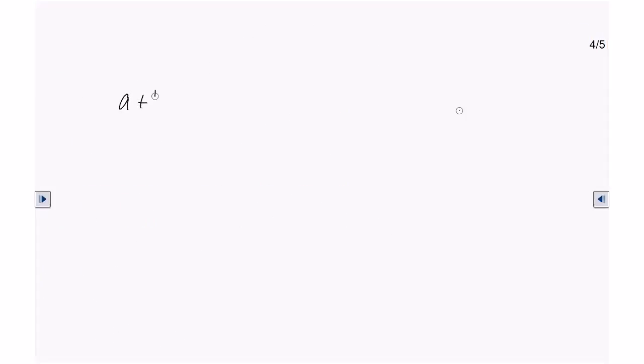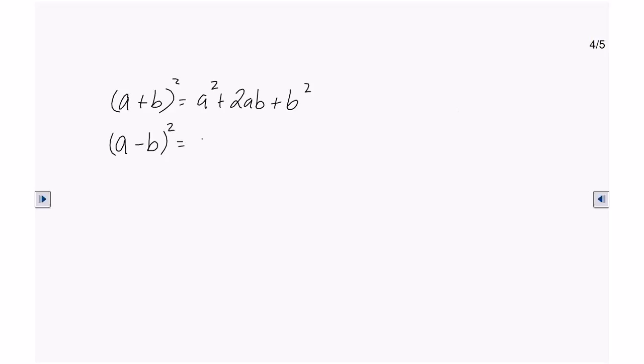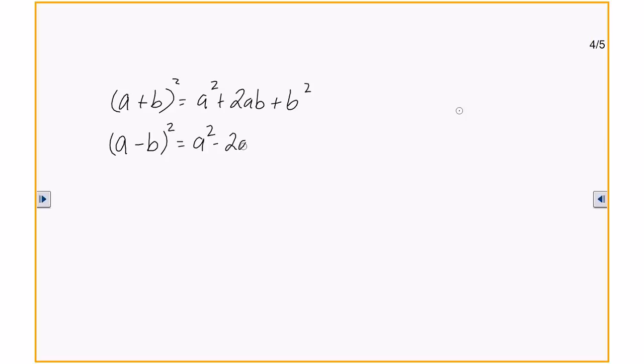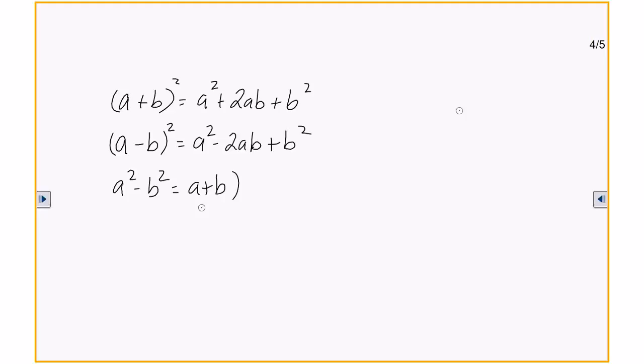A plus B quantity squared is equal to A squared plus 2AB plus B squared. A minus B quantity squared is equal to A squared minus 2AB plus B squared. A squared minus B squared is equal to A plus B times A minus B.